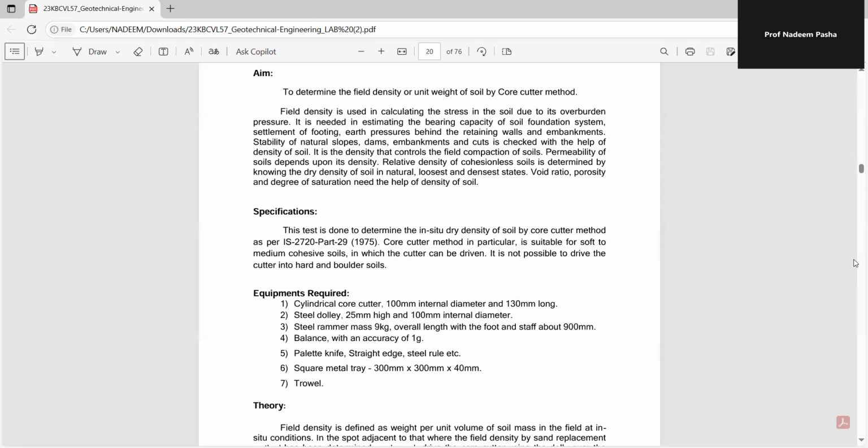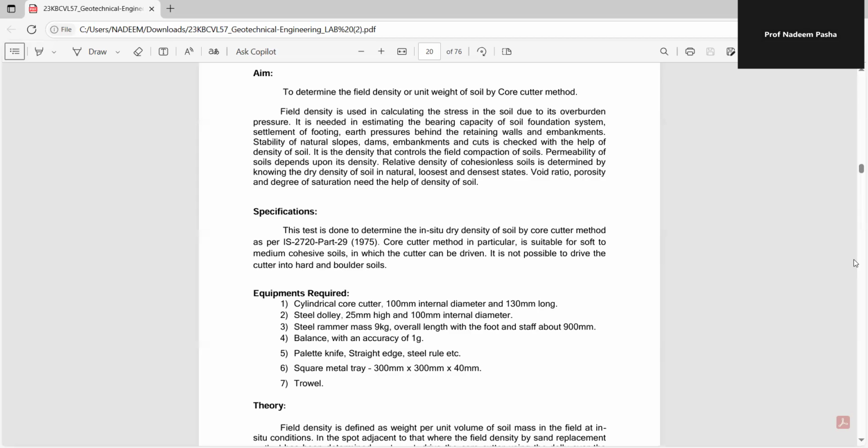So what is field density? Field density is used in calculating the stress in the soil due to its overburden pressure. It is needed in estimating the bearing capacity of the soil foundation system, settlement of footing, and earth pressure behind retaining walls and embankment. Stability of natural slopes, dams, embankments, and cuts is checked with the help of density of soil. It is the density that controls the field compaction of soil.